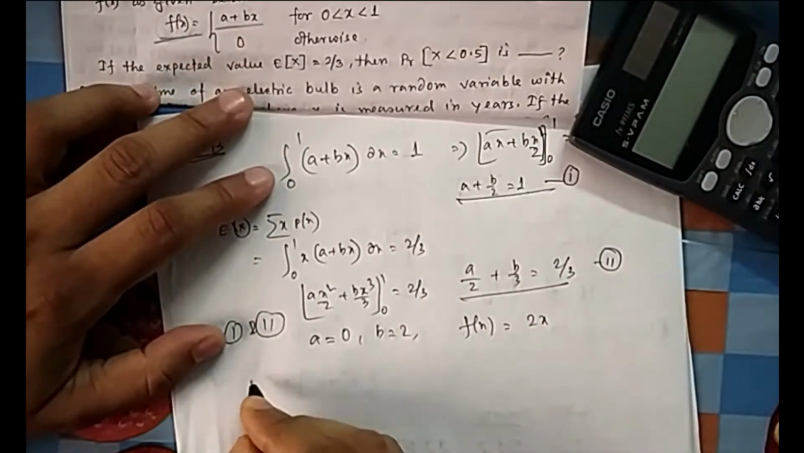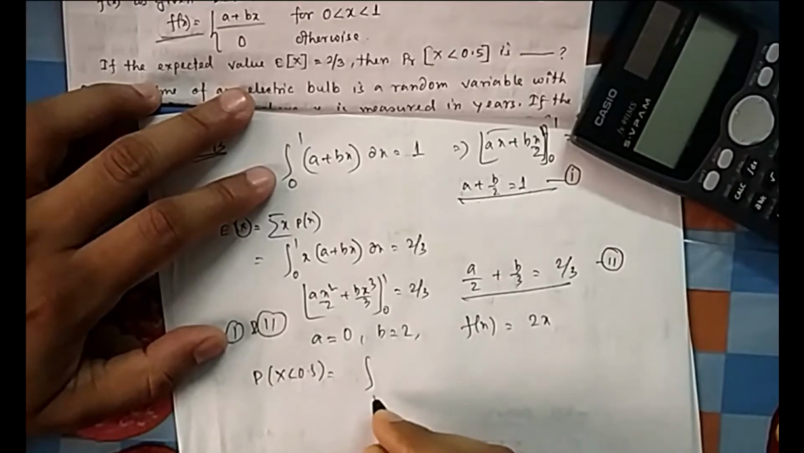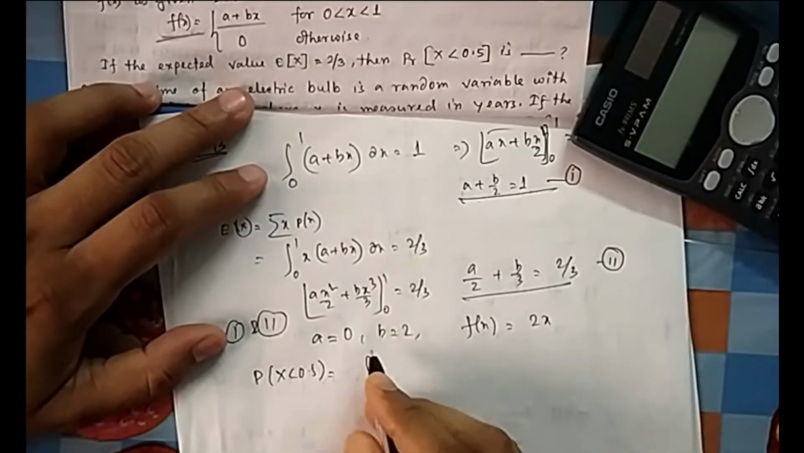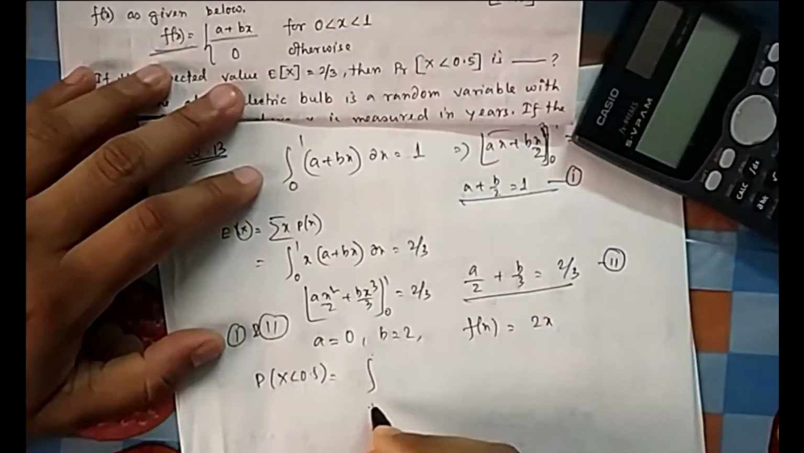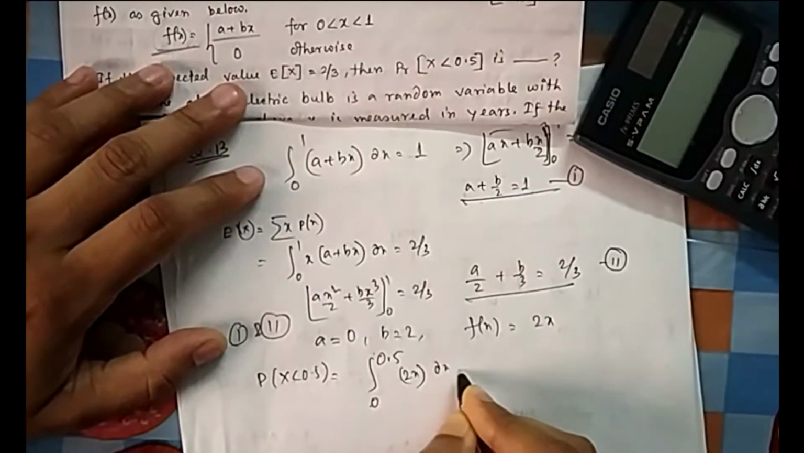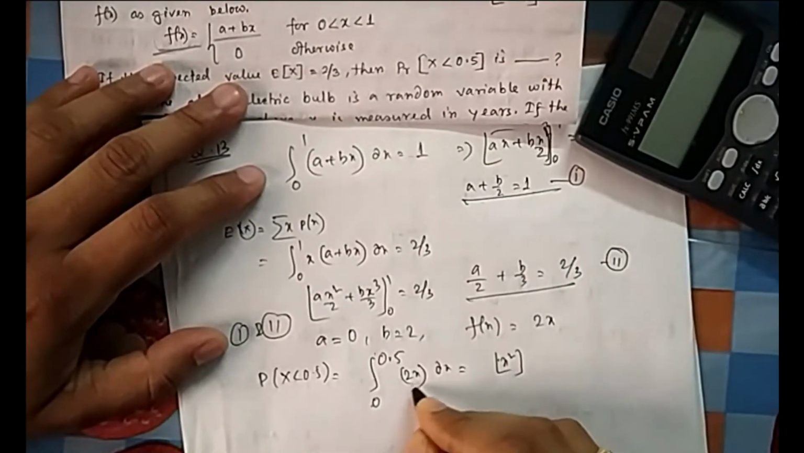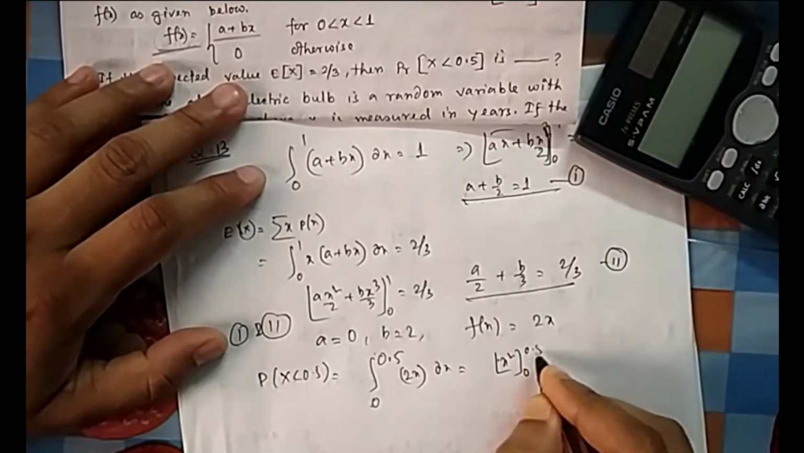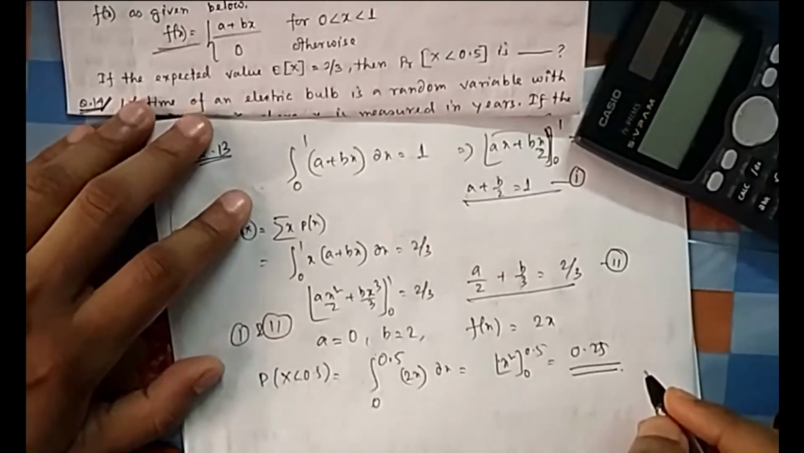So what are they asking? They are asking the probability x is less than 0.5. Less than 0.5 means you have to integrate from minus infinity to 0.5, but minus infinity is not required, because x is defined only from 0. So you will go from 0 to 0.5, and then fx is 2x dx. So it will be 2x square by 2, so the 2 gets cancelled, x square. 0 to 0.5, 0.5 square, it will be 0.25. So this is the answer.